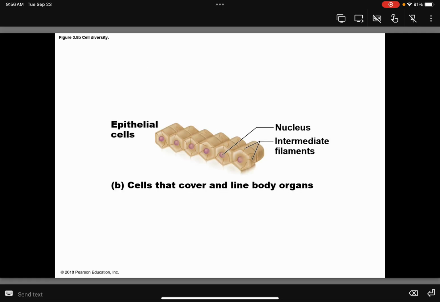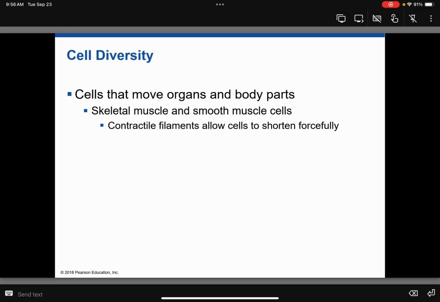So you could see how, with the very, very small thing that is shown here, that could form a large sheet of those cells. Cells that move organs and body parts. So skeletal muscles for sure are in that, because we wouldn't be able to move without those skeletal muscles.